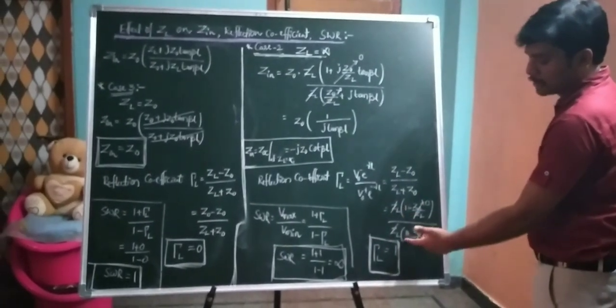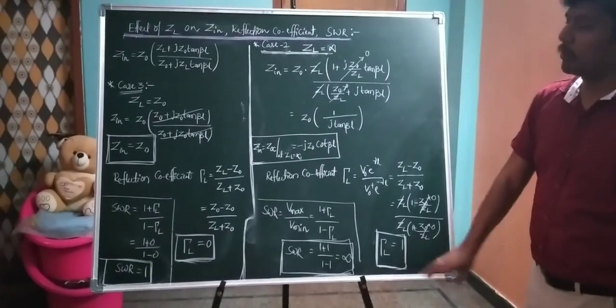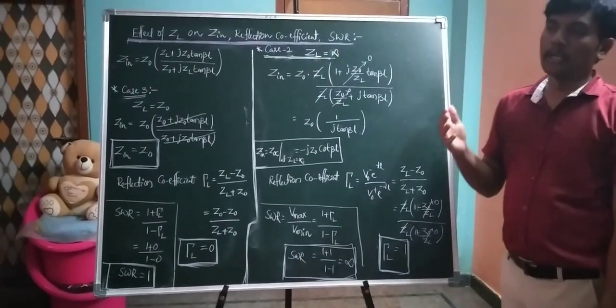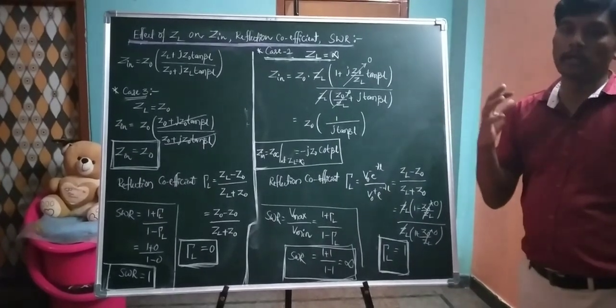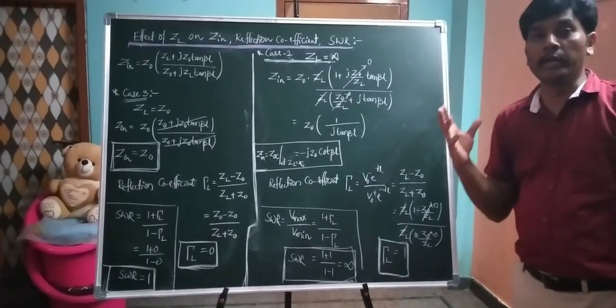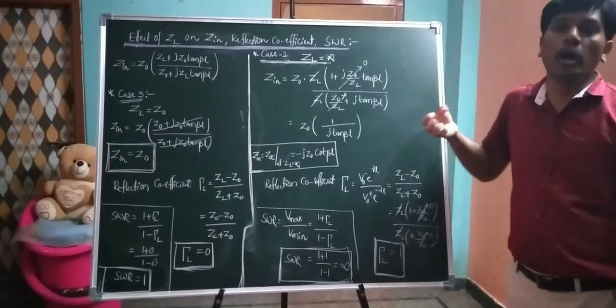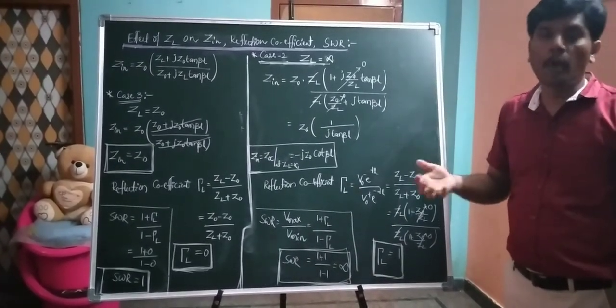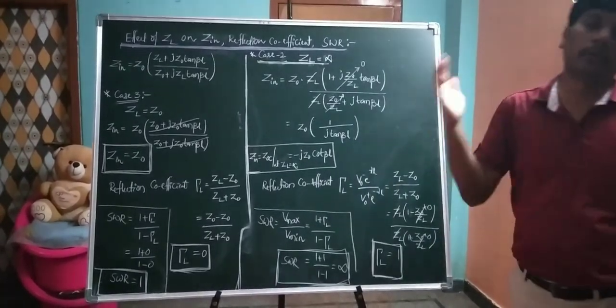Only 1. Denominator term is also 1. So therefore reflection coefficient equal to 1. What it means, when ZL equal to 0, which wave is reflected? Complete voltage is reflected. Why? Because the load is not able to draw any voltage. Voltage drop across the load is 0. So therefore the complete voltage is returned back.